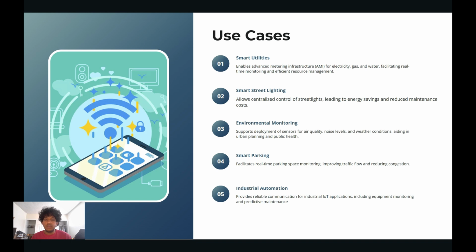We could also attach these to different movable assets within a factory to make sure that we can track assets from one point to another, ensuring that all assets are delivered properly.